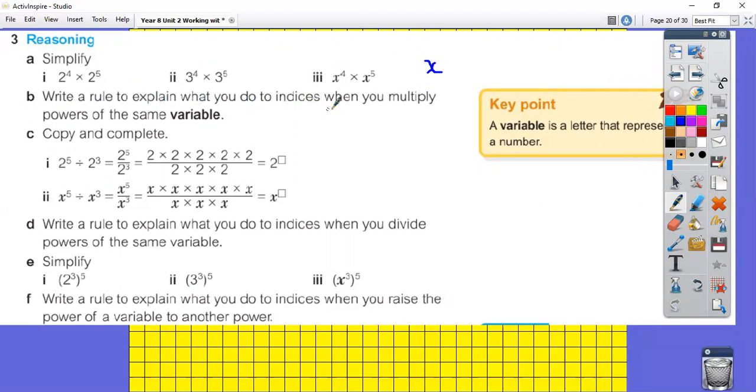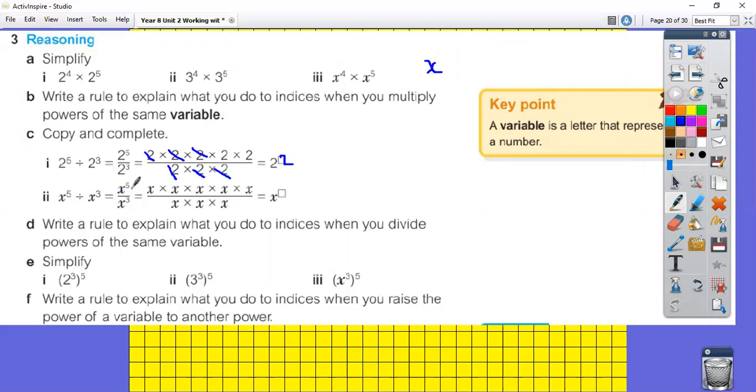So it says, write a rule to explain what you do to indices when you multiply the powers of the same variable. So we know that that's the first rule of indices. When we multiply two numbers in index form, you add the powers. Copy and complete. This is an example I showed you before on the PowerPoint. You should be able to quickly follow that these two cancel each other, these two cancel each other, these two cancel each other, leaving 2 times 2, which is 2 squared.